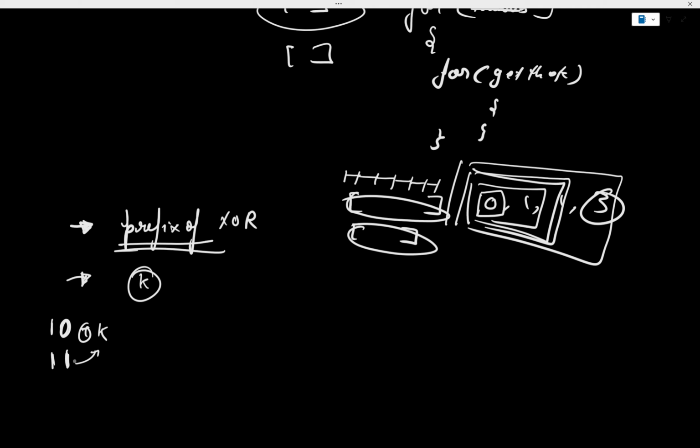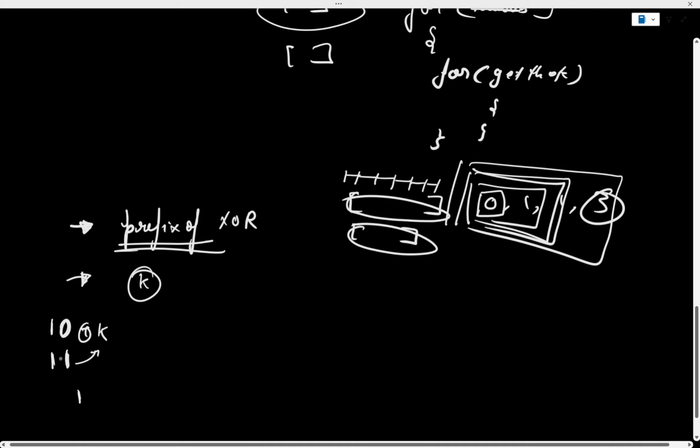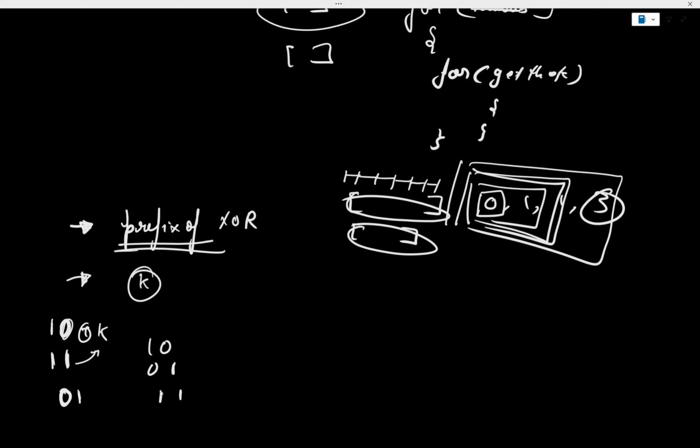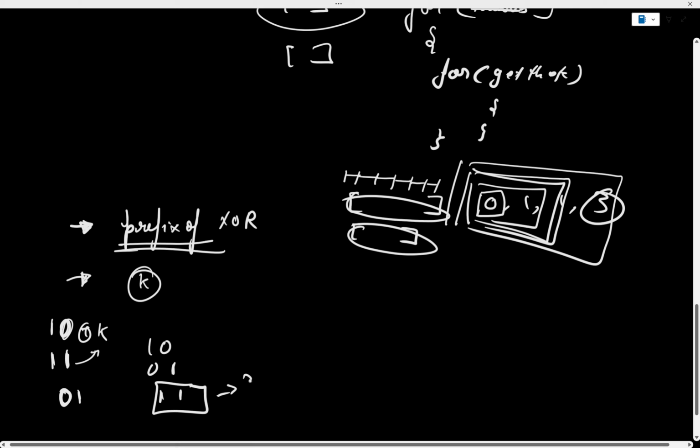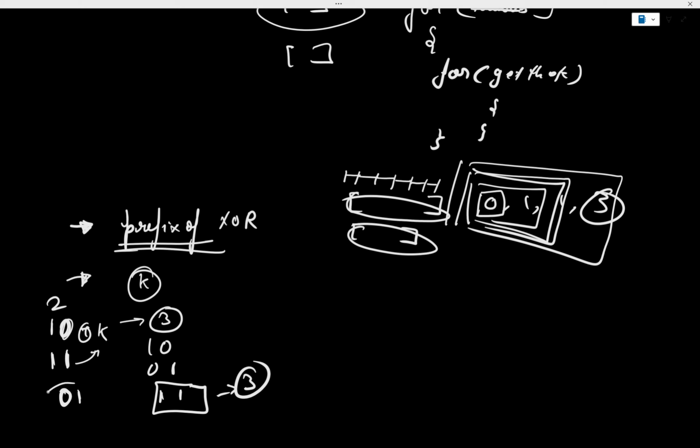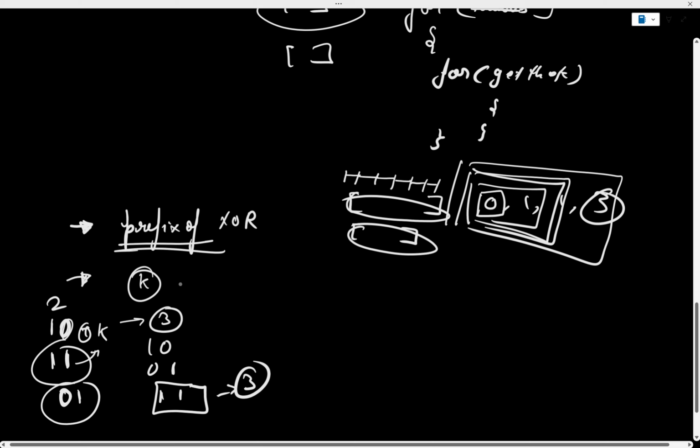So if you XOR 0 1 1 and 1 1 0, if you XOR this, what will you get? A 3. See, from 2 you got a 3. So this is how you can get it.